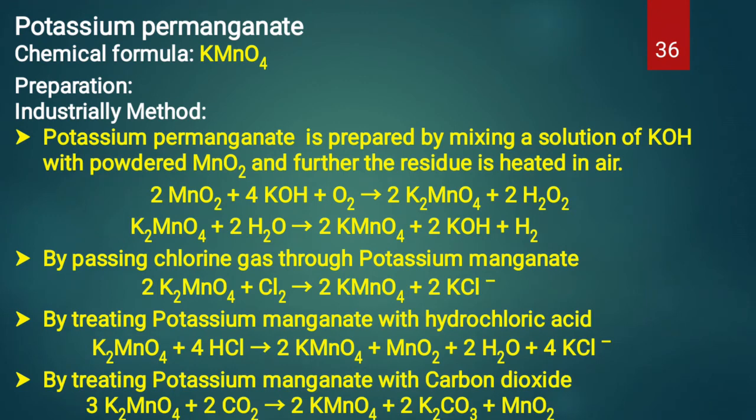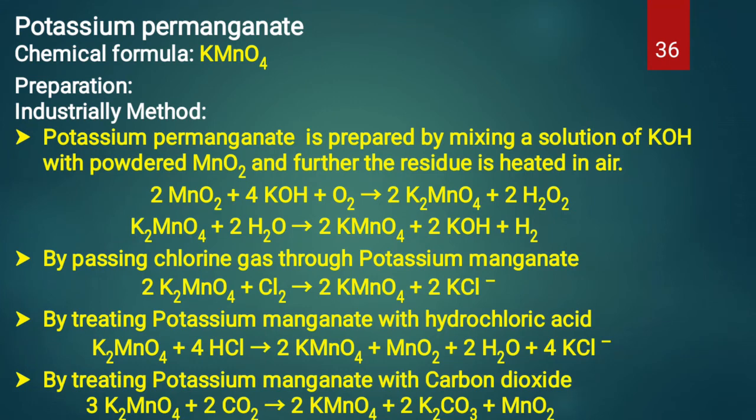with the formation of hydrogen peroxide as well. Then potassium manganate reacts with water to form potassium permanganate as well as potassium hydroxide and hydrogen gas. It may also be prepared by passing chlorine gas through potassium manganate. Potassium manganate reacts with chlorine gas to form potassium permanganate.